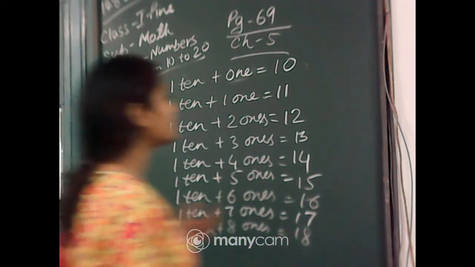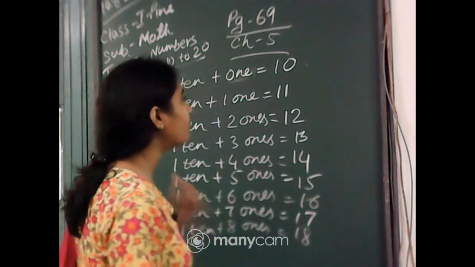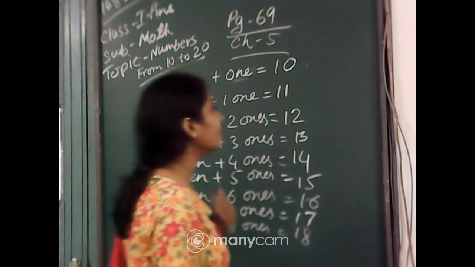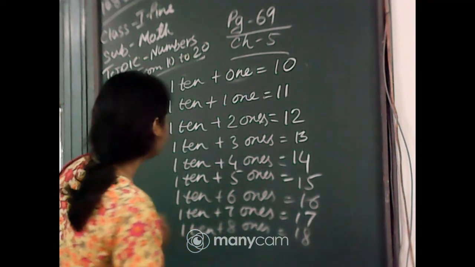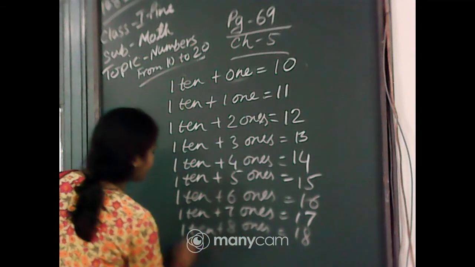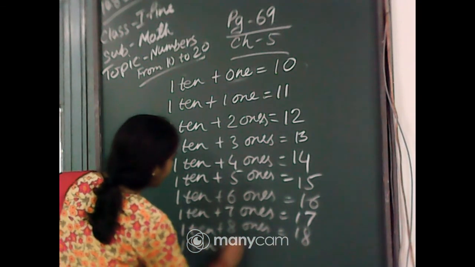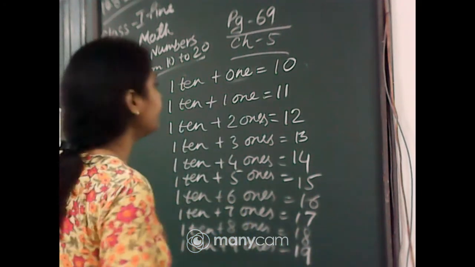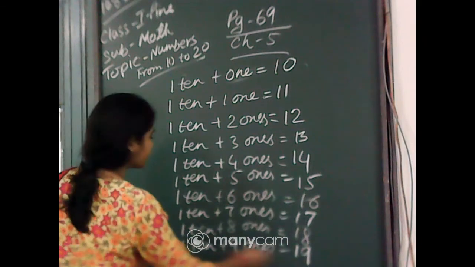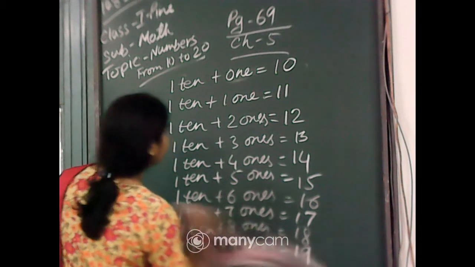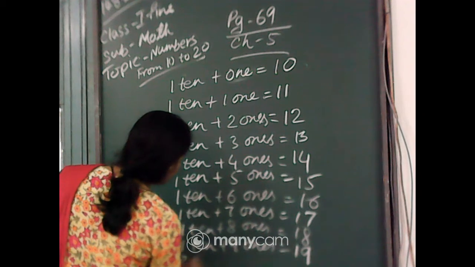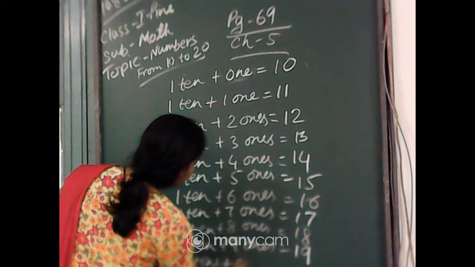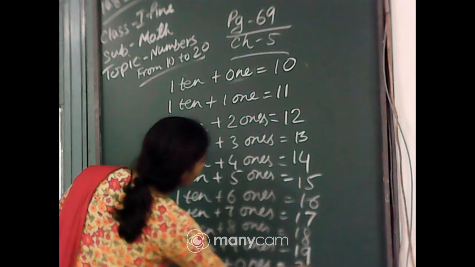1 ten plus 8 ones equal to 18. It is not in your book now beta, please follow the board carefully. Whatever I am explaining, you just listen to me and then we will start our book work. 1 ten plus 9 ones equal to 19, and after 19, 2 tens plus 0 ones equal to 20.